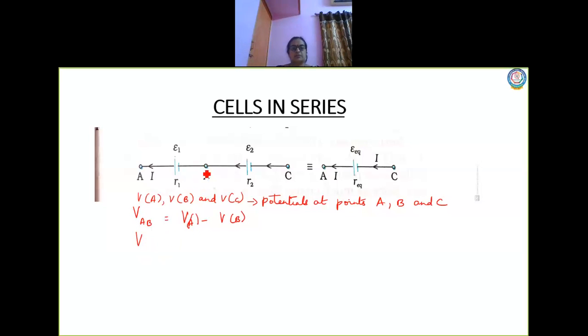Similarly, the potential difference between B and C is given as V_BC equal to V of B minus V of C. Am I right, children? Yes, I wrote now the potential difference between these two cells. Now, as far as this cell is concerned, I need to write the potential difference between A and B. As far as this cell 2 is concerned, I need to write the potential difference between B and C.